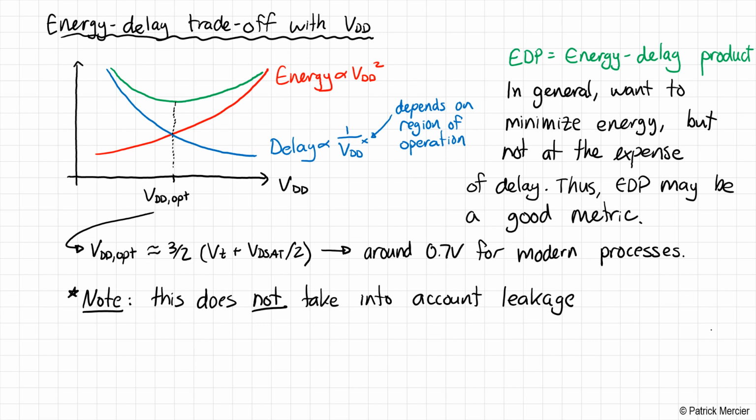Okay, so in reality, and let me just draw this in here, in reality this goes here if we include the effects of leakage. Okay, so there's another minimum energy point that happens when we balance dynamic power, switching power, with leakage power. So if we have time, we'll get to talk about that later in this course.